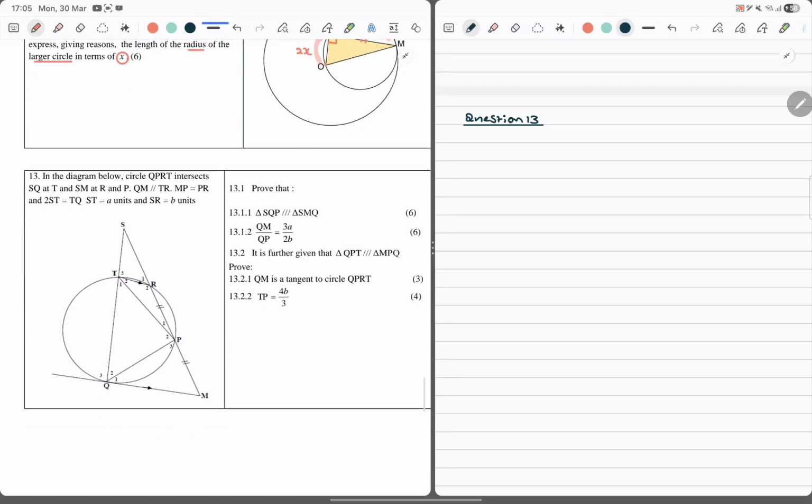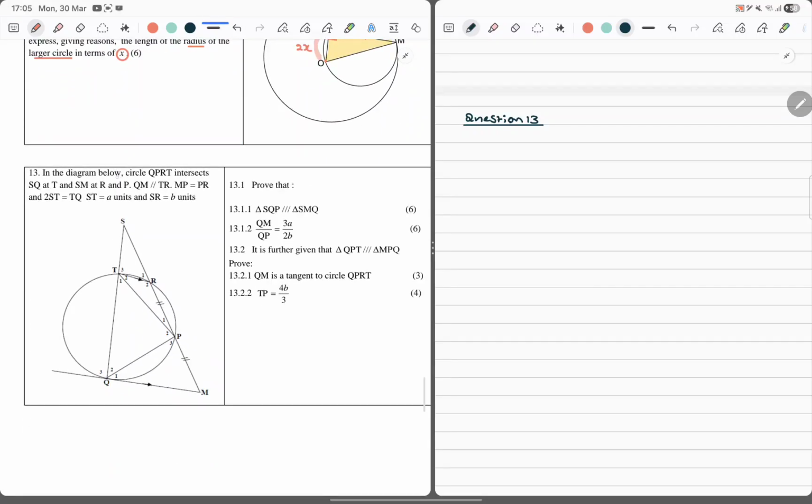Question 13 reads, in the diagram below, circle QPRT, and we can see a cyclic quadrilateral because all 4 vertices of this quadrilateral are on the circumference of the circle.